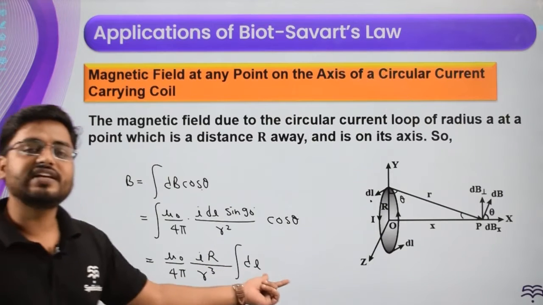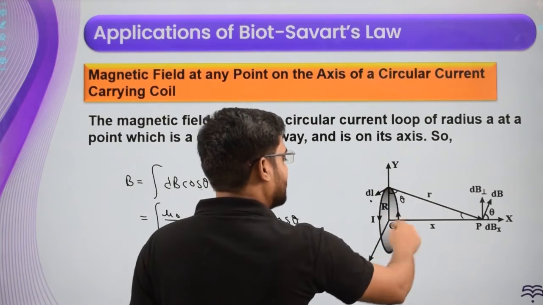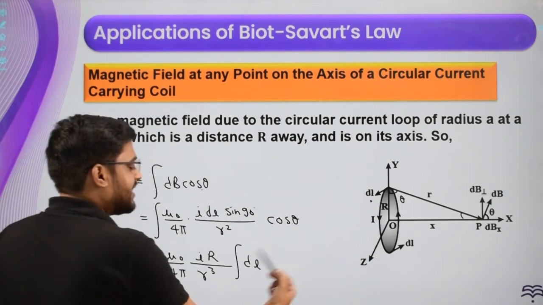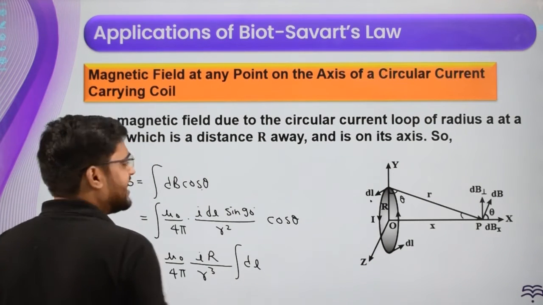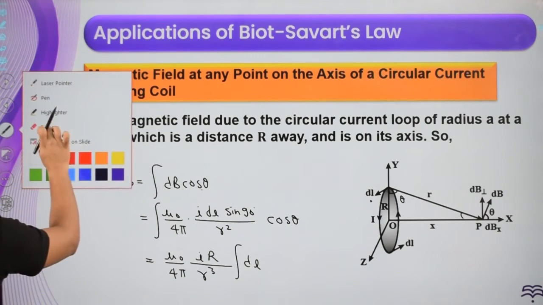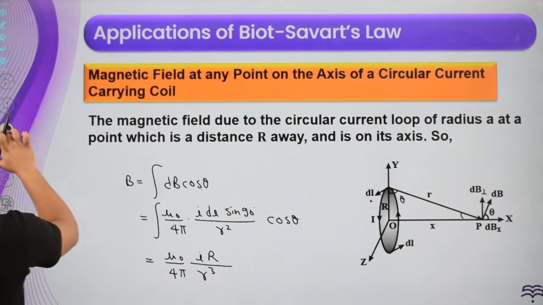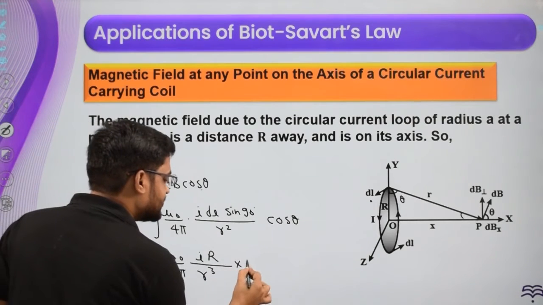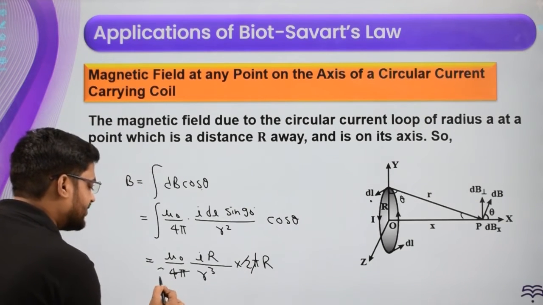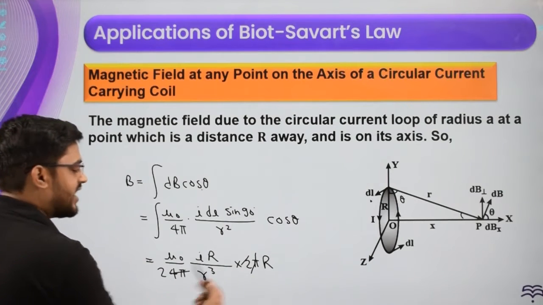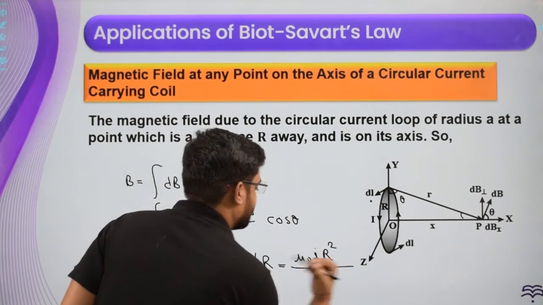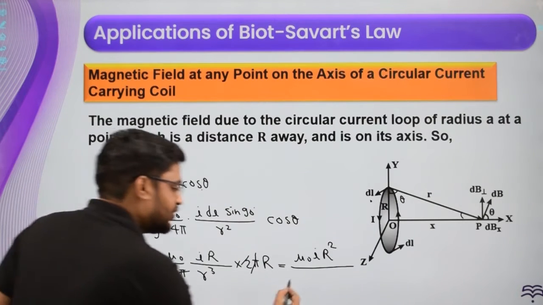What is the integration of dl? All such dl add up and give me the entire length of the coil, which is nothing but 2 pi R. Now, if I replace that with 2 pi capital R, I get my formula. Simplifying for the final formula, this pi and 2 cancel and I get 2 over here. So I get mu naught I R square over 2 r cube.